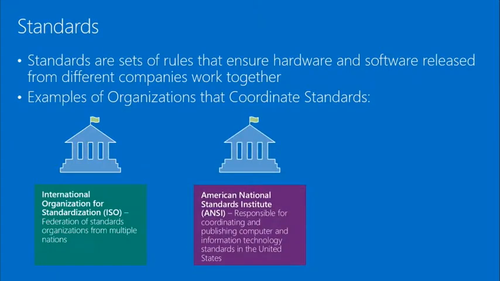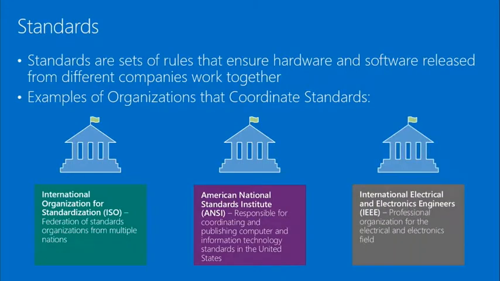The American National Standards Institute, or ANSI, is responsible for coordinating and publishing computer and information technology standards in the U.S. And then finally, the IEEE, Institute of Electrical and Electronics Engineers, a professional organization for the electrical and electronics field. People probably have heard of IEEE 802.3 or IEEE 802. There's a whole suite of standards within the 802 standard that we use all the time. Wireless, biggest one probably right now. Wireless, wired, Ethernet, all from these IEEE standards.